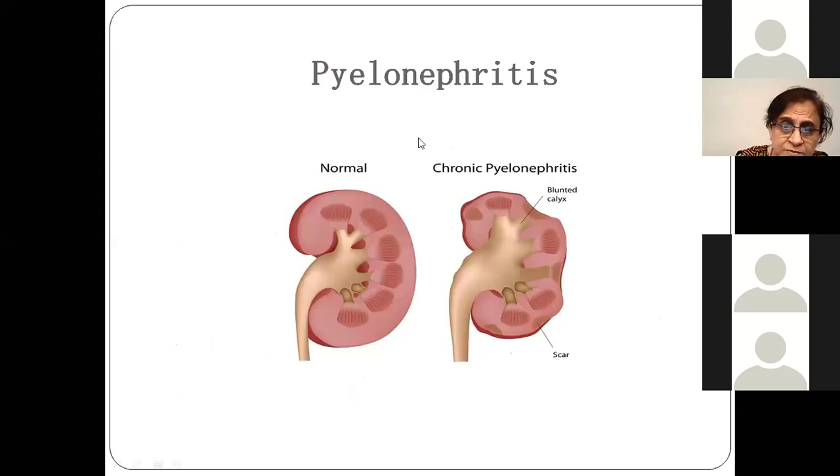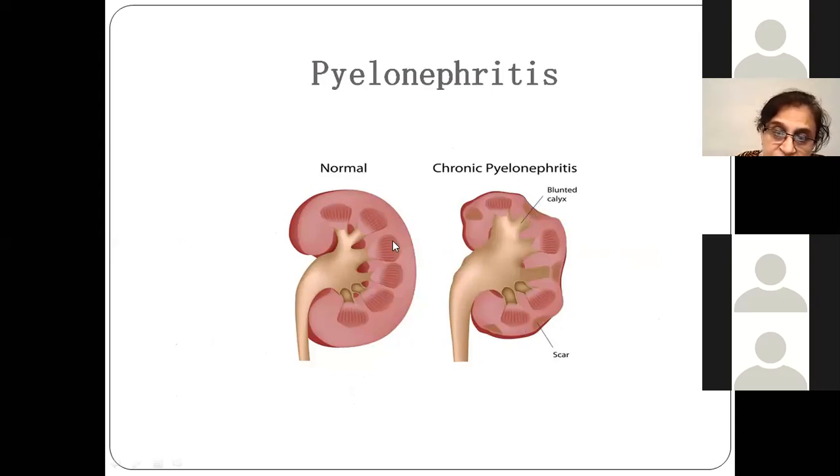So this is what happens in pyelonephritis. This is the normal kidney. You can see the shape of the kidney, it's a very nice convex shape over here, and the renal calyces. You can see the calyces also. In chronic pyelonephritis, the calyx also gets blunted.